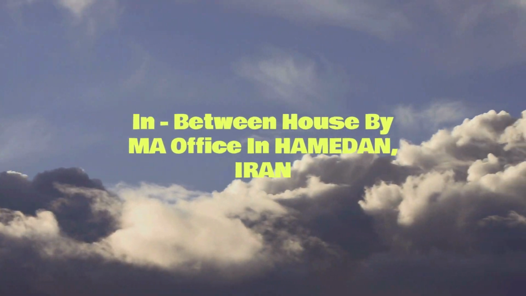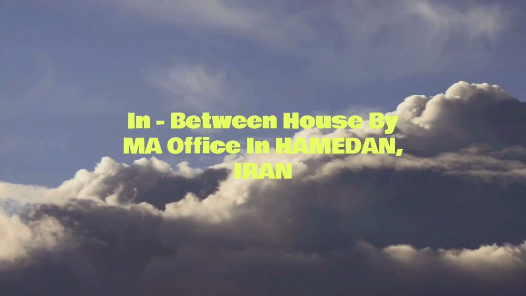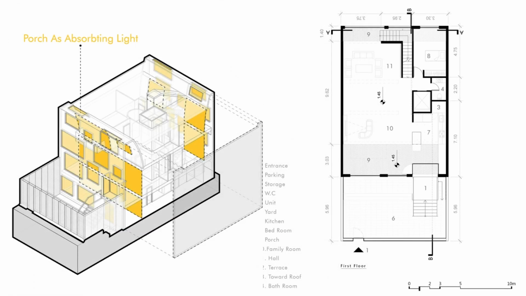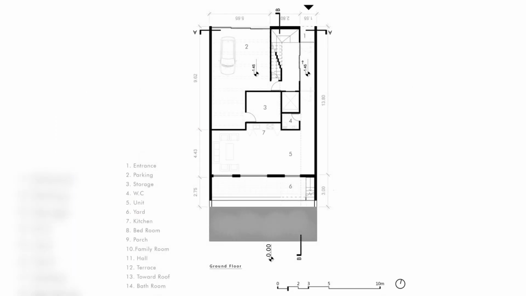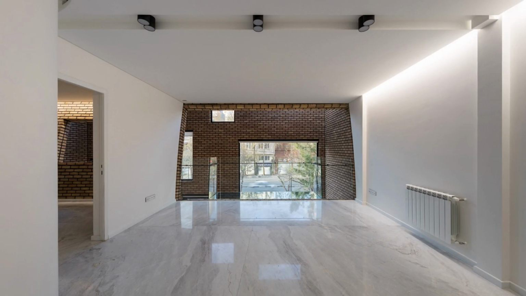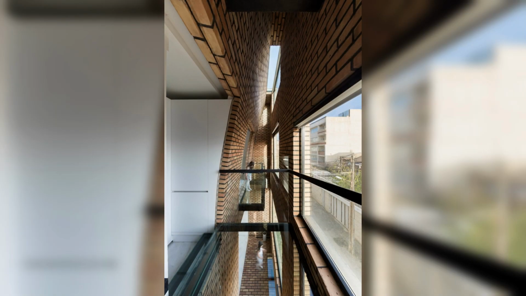In Between House by MA Office in Hamedan, Iran. How the internal relationship of the house as an architectural cell with the city was the main intention behind designing this project. The location of the building is the land obtained from the owner's old building with the dimensions of 10 by 20 meters, placed in the crowded street of Ostadan and the 8-meter back alley in Hamedan City.